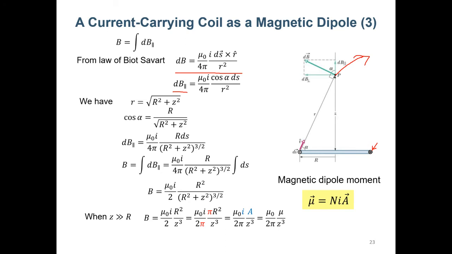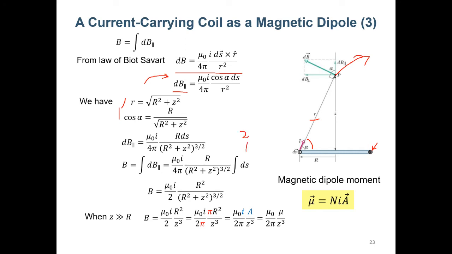So this is cosine alpha, and this is small r, and this is alpha, so this is also alpha, and cosine alpha is capital R over small r. Small r is the square root of z squared plus capital R squared. So cosine alpha is like this, and r is like this. Then we substitute these two into here, and we can do the integration, which is quite trivial.